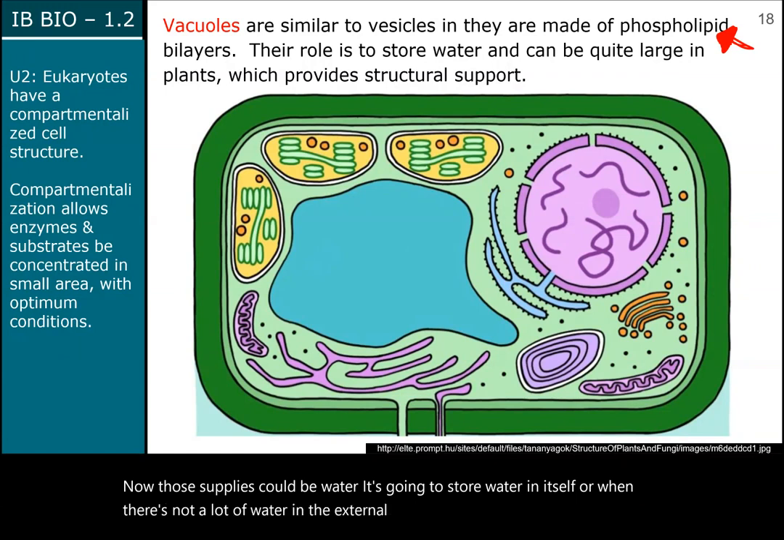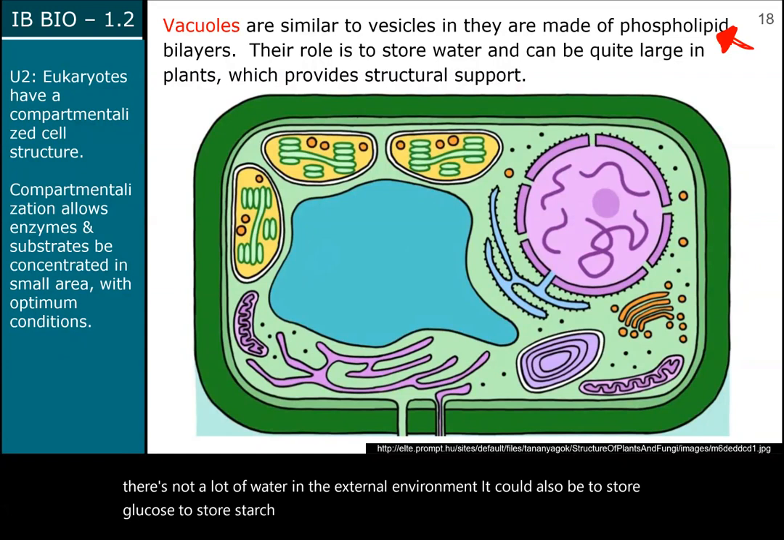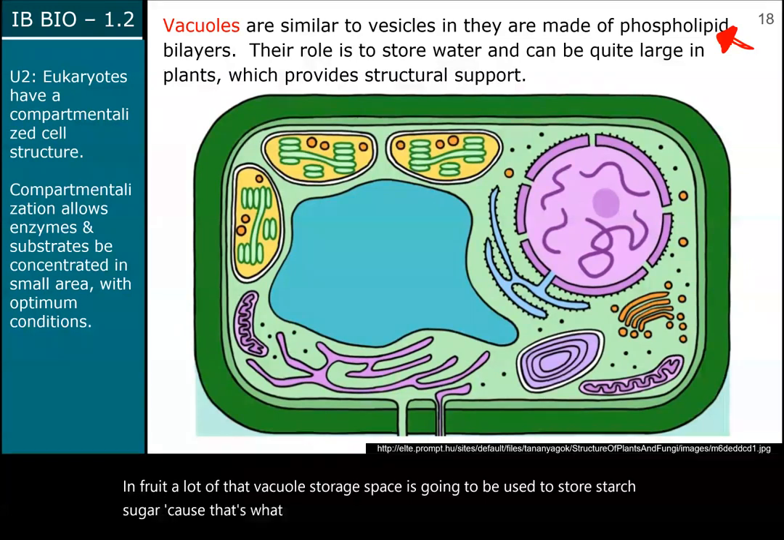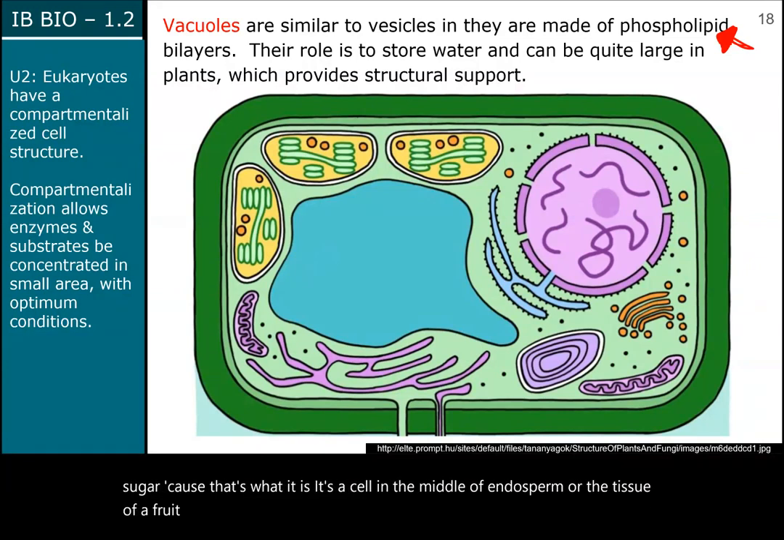It could also be to store glucose, to store starches. It just depends on where the cell is. So if this is a cell that's in fruit, a lot of that vacuole storage space is going to be used to store starch, sugar, because it's a cell in the middle of endosperm or the tissue of a fruit. Or if it's in the stem or if it's in a leaf, this large vacuole is probably going to store water for use in photosynthesis.